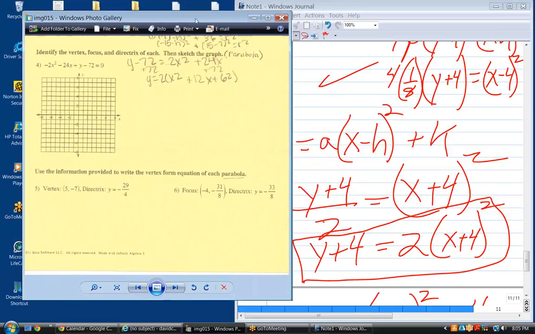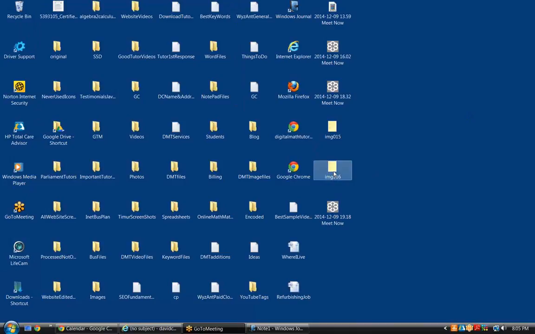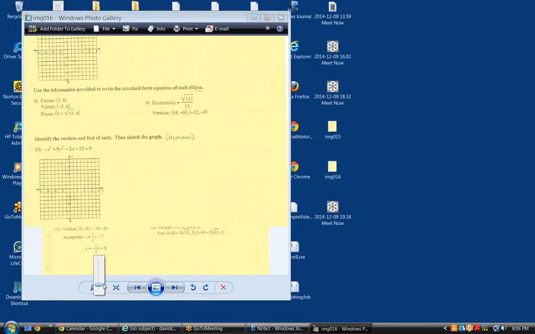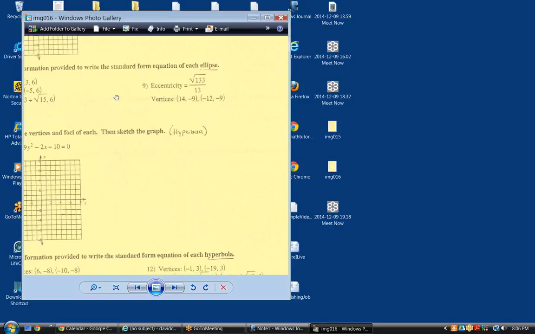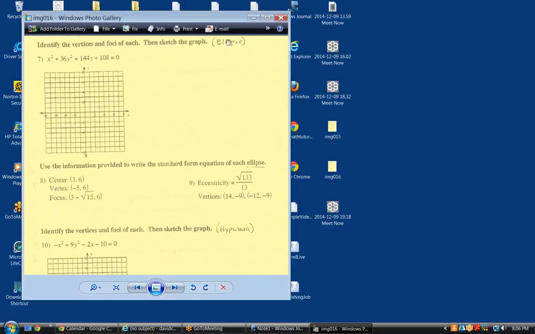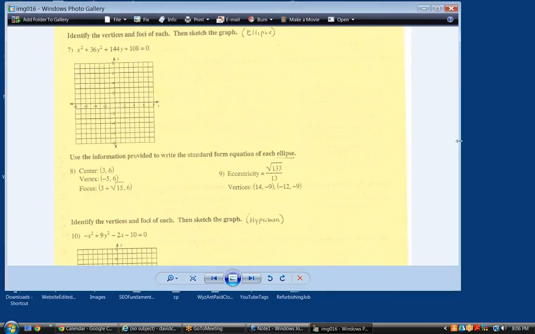Okay. All right, let's look at the next page. We only have 10 minutes. And unfortunately, I do have another session right after this one.